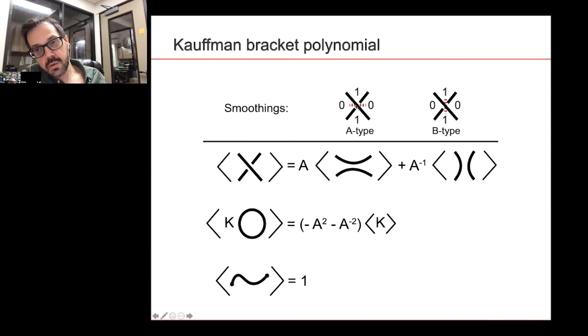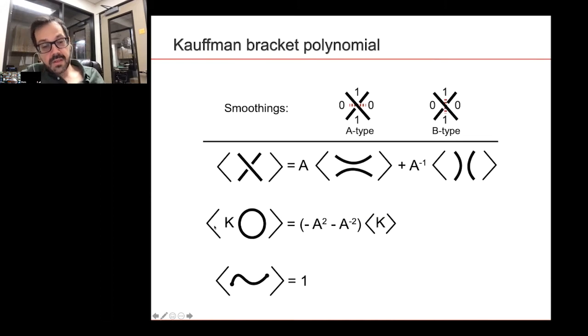So we merge the two regions that are labeled with 0, and there's the other way that we can smooth it, where we join the regions labeled with 1. And here are the rules that build up the Kauffman bracket, actually. So we have a crossing, and we have A smooth one way plus A to the minus 1, these are coefficients, smooth the other way.